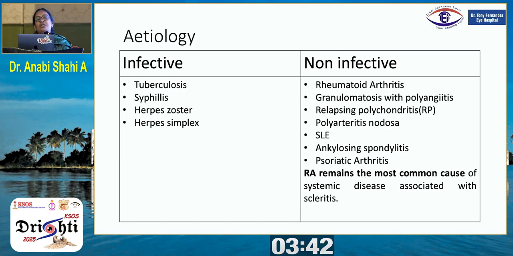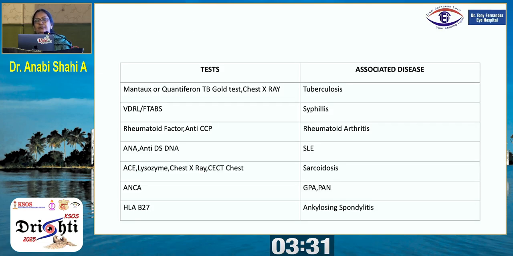So coming to the etiology, it can be infective or non-infective. Infective being tuberculosis, syphilis, herpes zoster and herpes simplex. In the non-infective variety, rheumatoid arthritis remains the most common cause. What tests do you do to find out the cause? It has already been dealt with by the previous speaker, still.